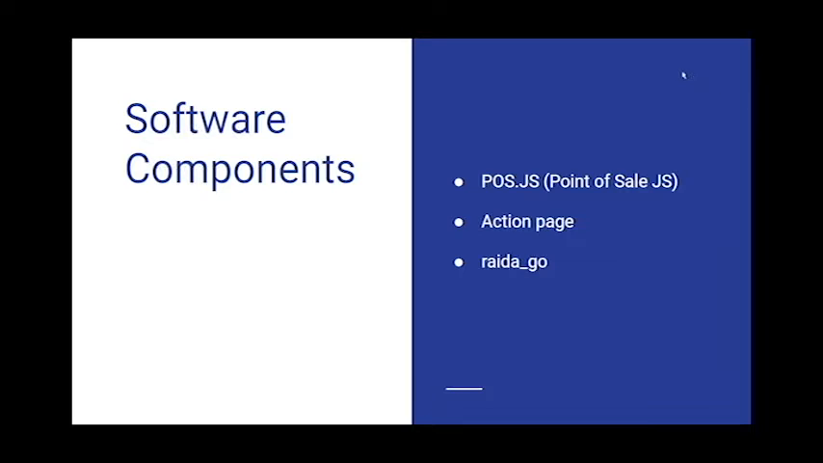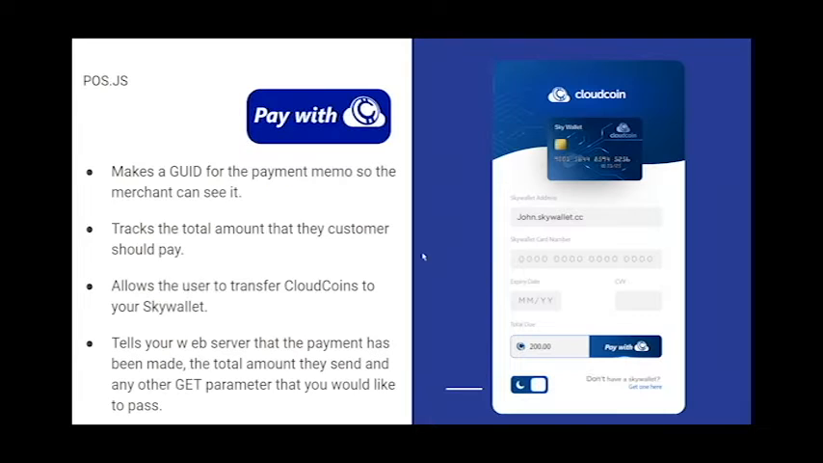One is what we call Pos.js, the point of sale JavaScript, and that is going to run on your HTML page that the client downloads. It's written in JavaScript, of course. And then we have the action page. This is a page like a PHP page or a server-side page that accepts a GET request. And then we have the Ready-to-Go program that is able to check to see if your CloudCoins have been received in your account.